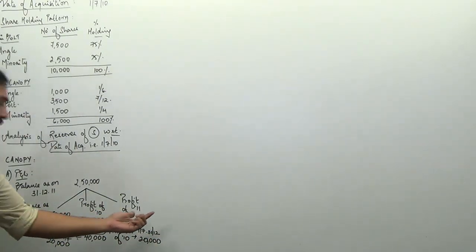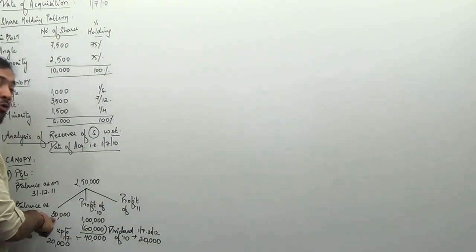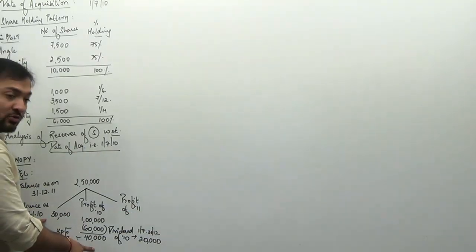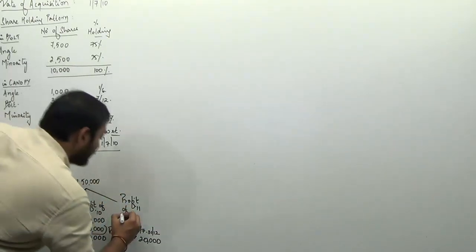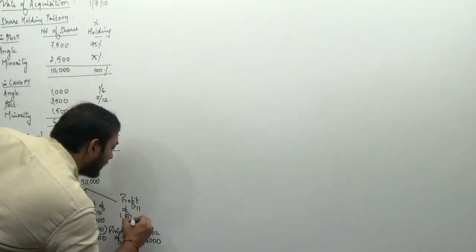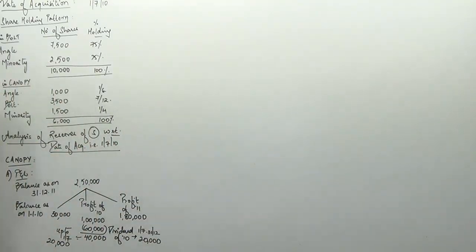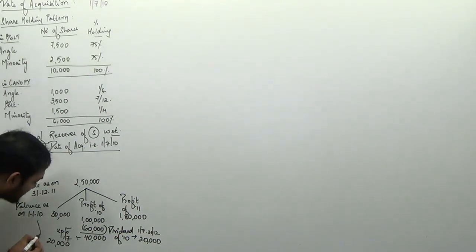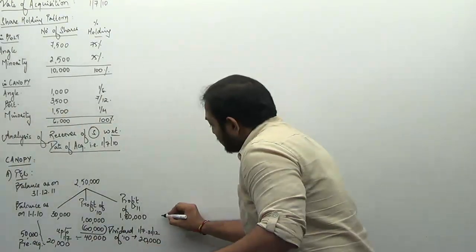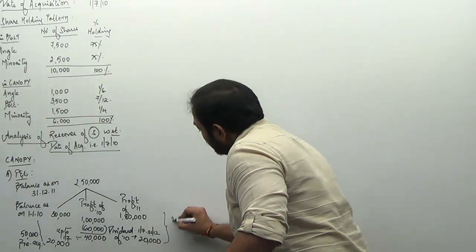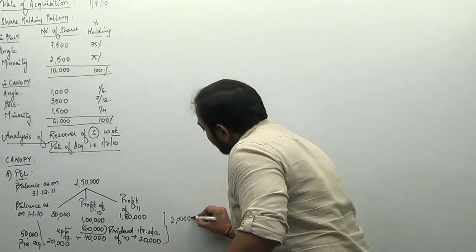Guys, obviously I think you can calculate profit of 2011: 30,000 opening balance, 40,000 profit of 2010, total 70,000. What is the closing balance? 2 lakh 50. So profit of 2011 is 1 lakh 80. 1 lakh 80,000 should be the balancing figure. So pre-acquisition is this 30 plus 20, 50,000. 50 is total pre-acquisition. This 180 plus 20,000, this 2 lakhs is post-acquisition.